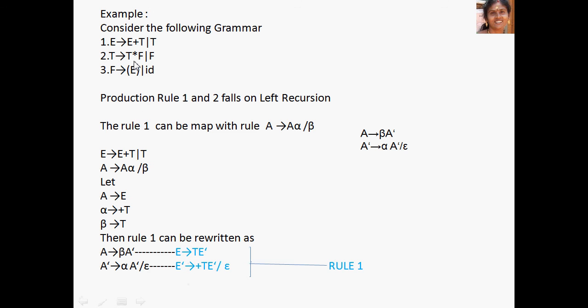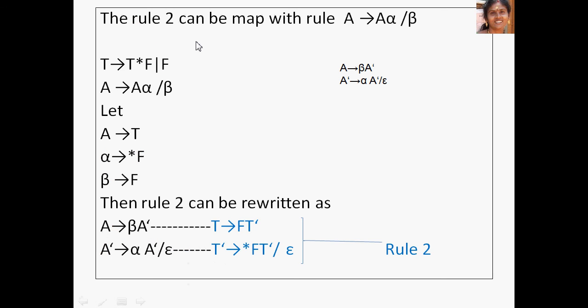And next we are going to try the second production rule. The second production rule has a left recursive problem. So we have to map this T production with the grammar's A production rule. You write your given T production rule, and we map this with the A production rule. Now we assume the values for A, alpha, and beta. Here A is equal to T. What is the alpha value? Alpha value is star F. And what is your beta value? Beta value is F.